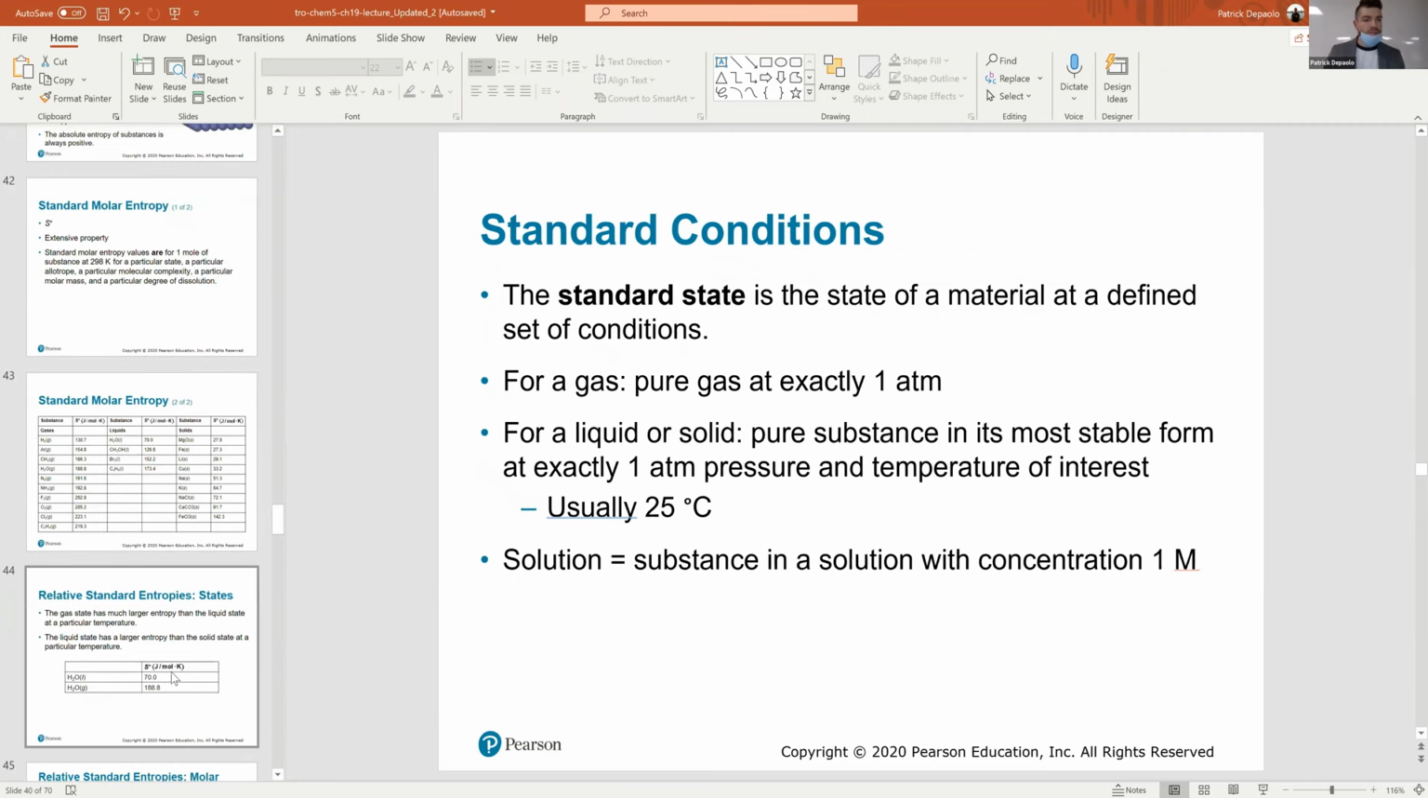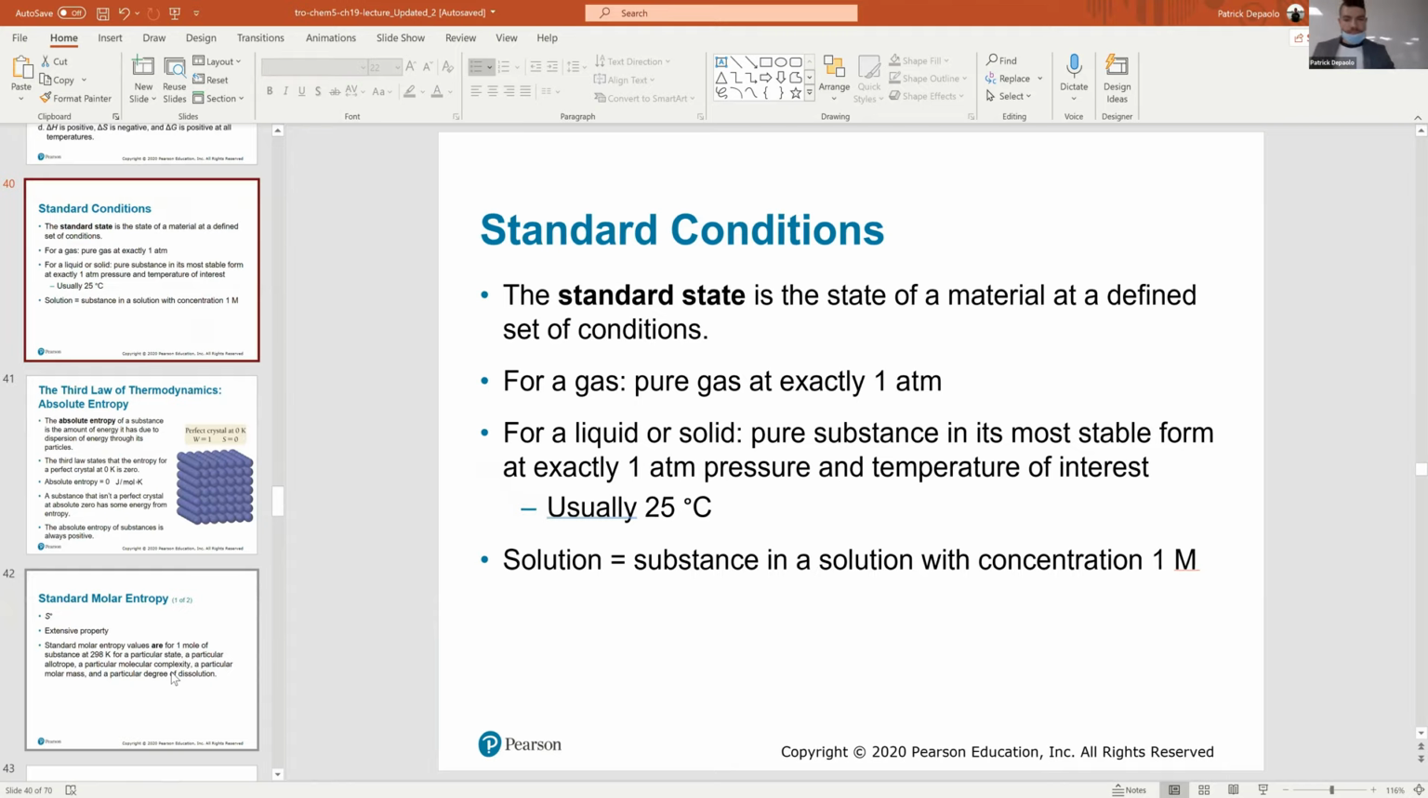Okay, so standard conditions. What we're going to lead into is this idea of molar entropy. Molar entropy is a certain amount of joules per Kelvin mole, or joules per mole Kelvin, it's the same thing, for a standard 1 mole of a substance, usually at its standard state.